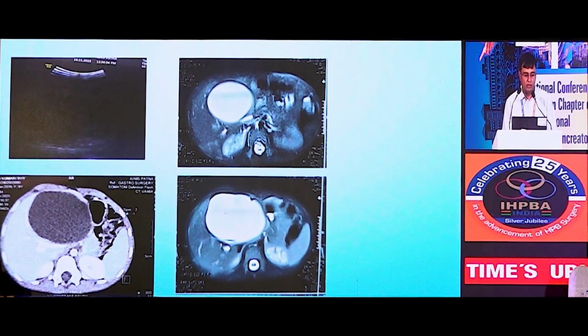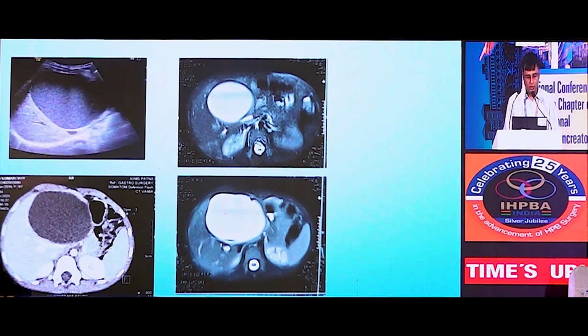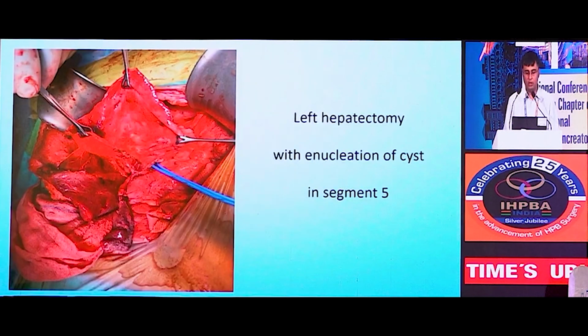As we can see, this cyst was towards the left of the middle hepatic vein. So we planned to do a left hepatectomy in this patient, considering her age and all the red flag signs. Now, intraoperatively, she had a left lobe atrophy, and the cyst was in fact extending up to the right side in segment 5 also. So we went ahead with left hepatectomy along with enucleation of the cyst in segment 5.